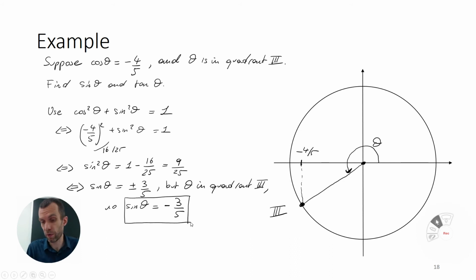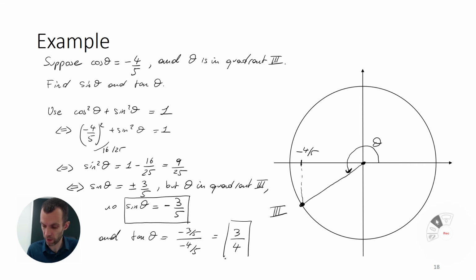And now the last part is finding tan theta, tangent. That's not difficult. That's just the sine divided by the cosine, and that's 3 over 4. So you see, with a little bit of algebra, given one piece of information, you can find the other pieces.